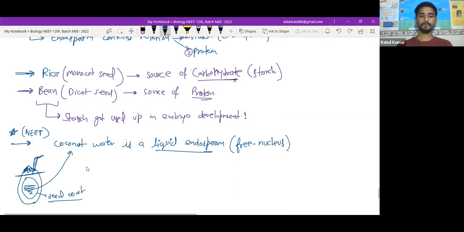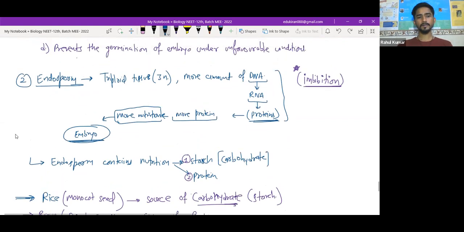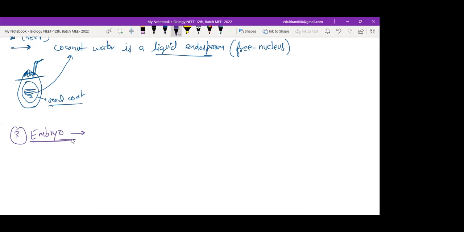Okay, so I think endosperm is clear to you. Let's come to the third and the most important part of the seed, which is the embryo. The embryo inside is a diploid structure. Yes or no? What will embryo develop into? What will embryo become ultimately? People, what will embryo become?